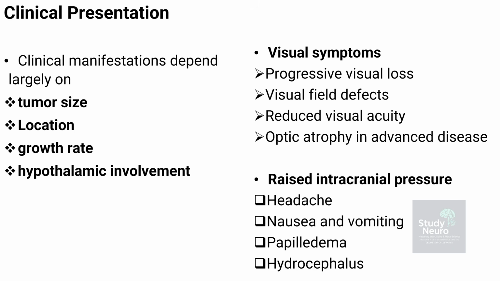Visual problems are common when the tumor affects the optic pathways, with patients developing progressive loss of vision or visual field defects, while advanced compression can lead to optic atrophy and permanent visual impairment. Vision may deteriorate slowly. Raised intracranial pressure can occur when the tumor obstructs cerebrospinal fluid pathways and causes hydrocephalus. Patients may develop headache, nausea, vomiting, or papilledema as pressure within the skull increases. This can become clinically urgent.